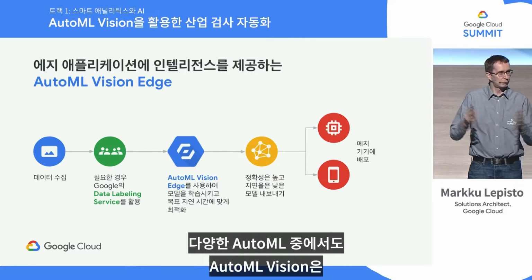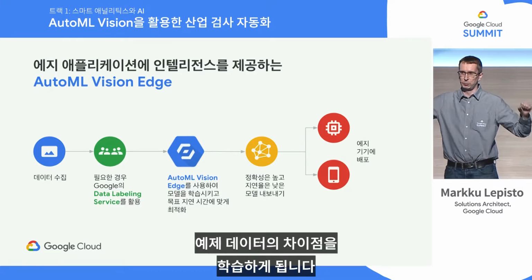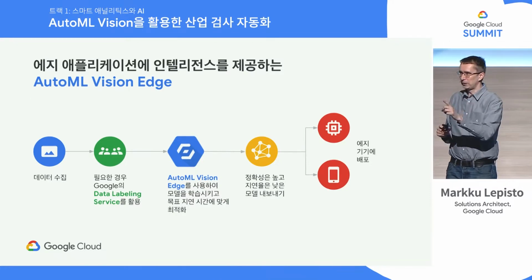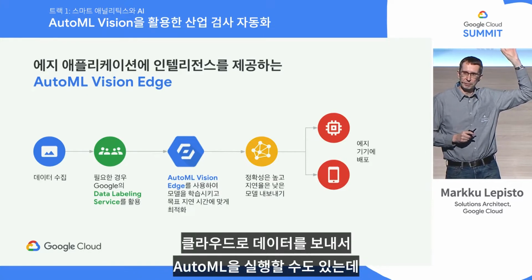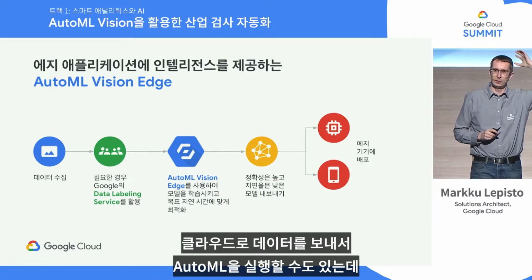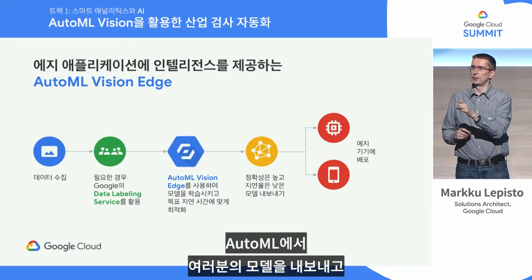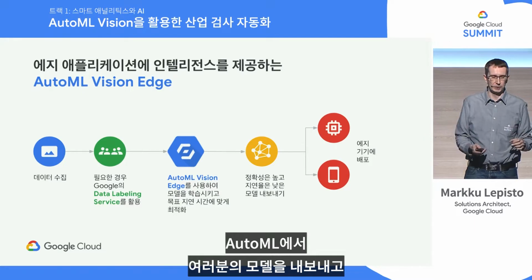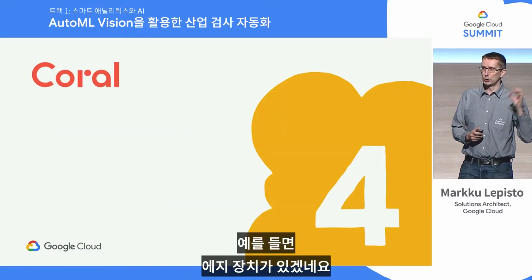Then AutoML Vision, in this case, there are different flavors of AutoML, but AutoML Vision will then learn the difference between your labeled examples. And then the funny thing is that you can export the model. You can run AutoML in the cloud, you can send your data there, but if you don't want to send the data there, you can export the model from AutoML, your model, and run it anywhere you want. For example, on edge devices.